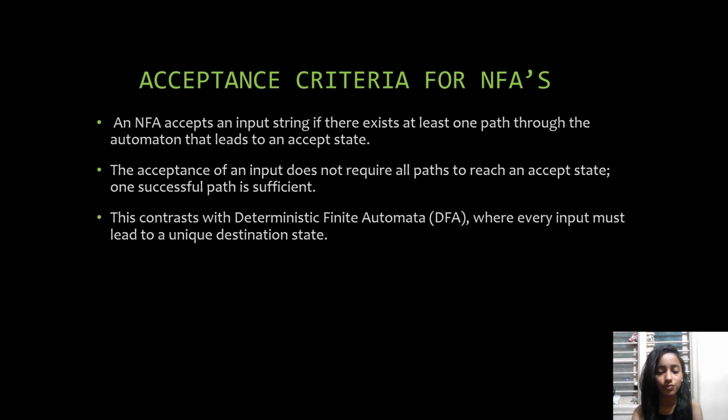So how does an NFA decide whether to accept a string or not? Well, the machine accepts a string if there exists at least one path through the machine that leads to an accept state. It's like finding a treasure map. If there is at least one path that leads to the treasure, the machine accepts the string.